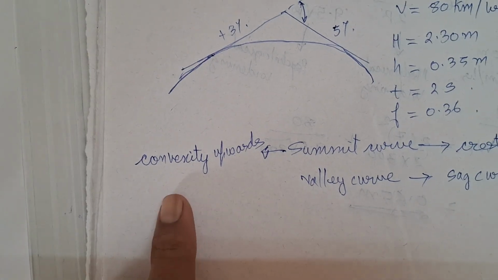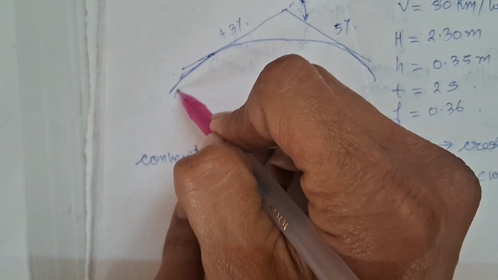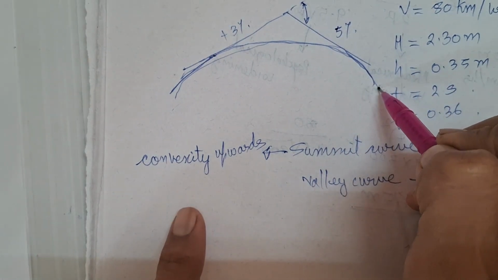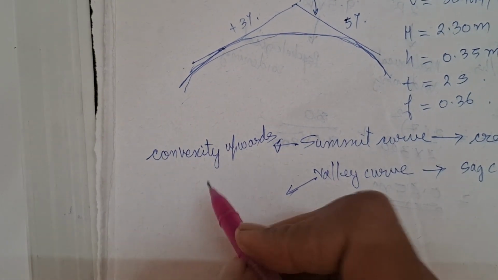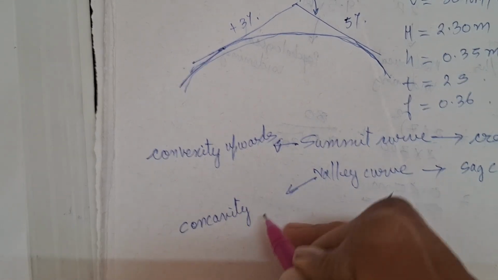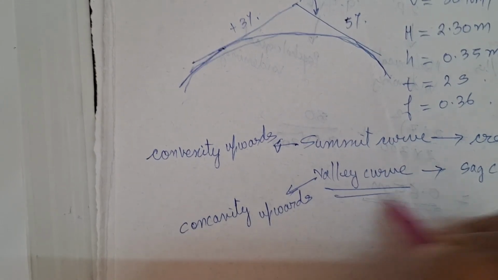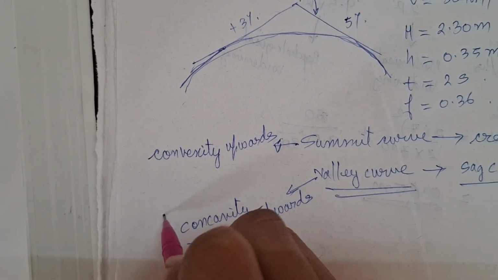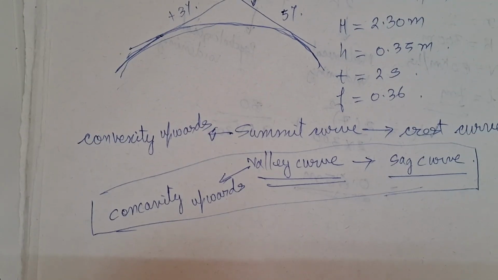Always remember, for a summit curve, convexity is upwards. See, the orientation is like this. Same way for a valley curve it will be concavity upwards, totally reverse. When we solve a valley curve, I will explain again, but just remember this thing.